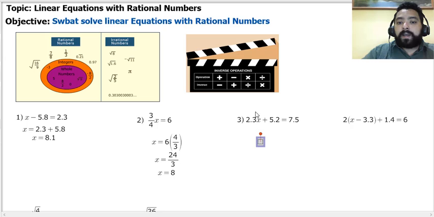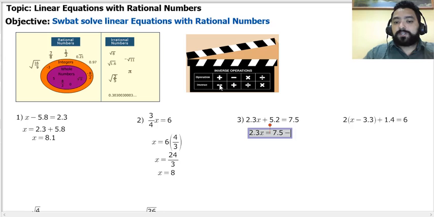Now, in the third one, we have 2.3x plus 5.2 equals 7.5. Remember, you can only add when the terms are like terms. So first we are going to isolate variables and constants. It's going to be 2.3x equals 7.5, and the 5.2 is positive. Using the inverse operation, positive passes to negative.